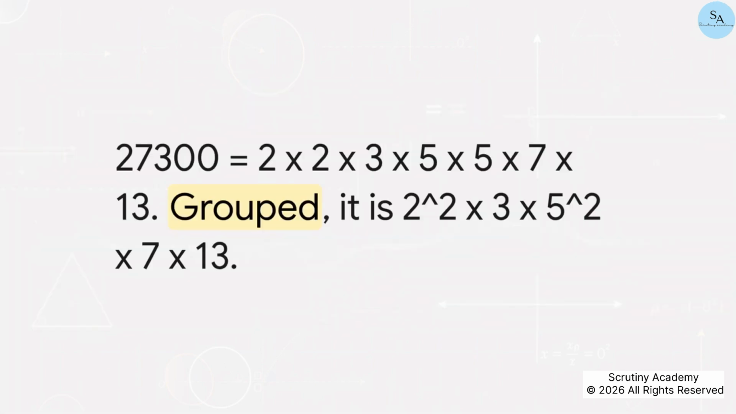So if we slowly divide 27,300 by our prime numbers, starting right from the smallest, we get a 2, then another 2, a 3, 2 5s, a 7, and a 13. Now, right here is where I really need you to pay close attention, because this is a super common mistake students make in exams. A lot of folks just stop right here. But to get full marks, you need to group those repeating numbers into powers, and you have to write them in ascending order. So we combine the 2 2s into 2 squared and those 2 5s into 5 squared. So our final perfectly polished answer is 2 squared times 3 times 5 squared times 7 times 13. Look at that. You just cracked the genetic code of 27,300.